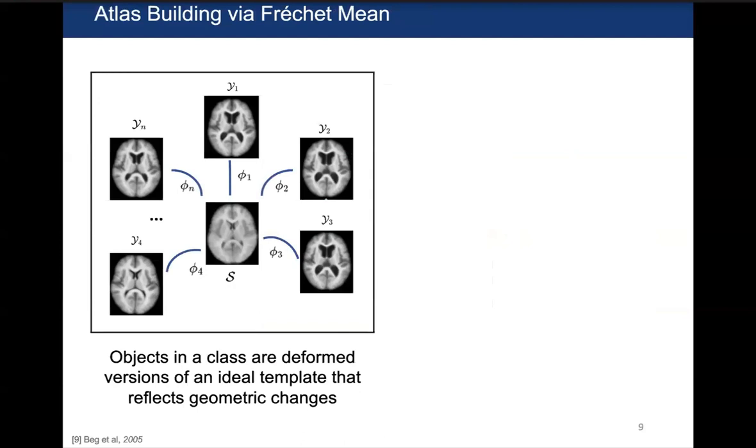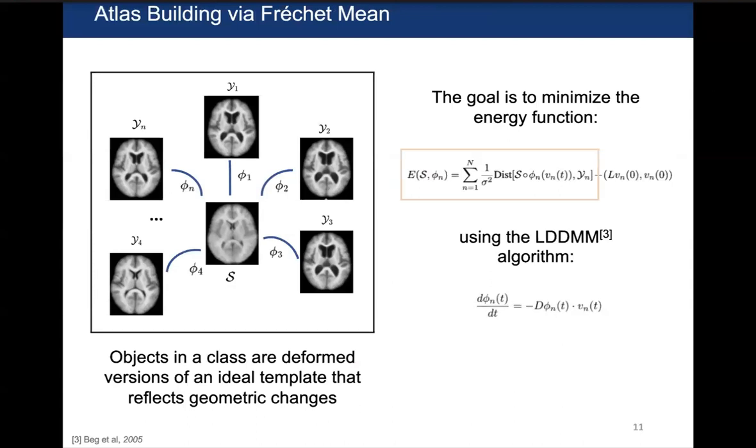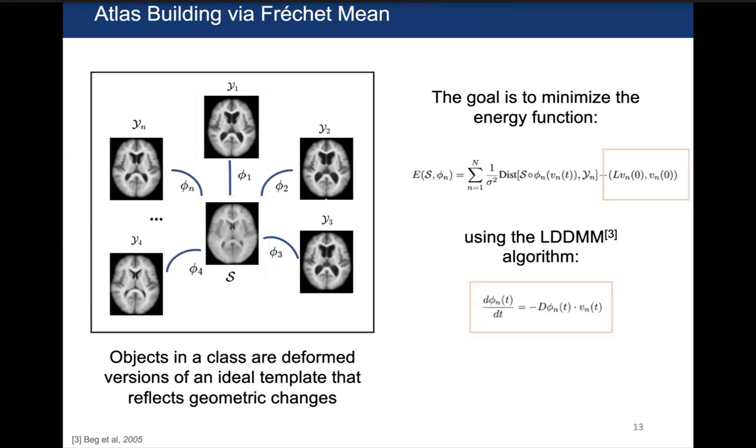In our framework, we use the atlas or mean image as the deformable shape representation, where it is obtained as a result of the atlas building process via Fréchet mean of a group of images. The images in a group can be represented as deformed versions of this template image. The goal of the atlas building framework is to minimize the energy function given here, which is a sum of the dissimilarity term based on a distance function between the deformed template and the individual image, and a regularization term obtained from the LDDMM algorithm.